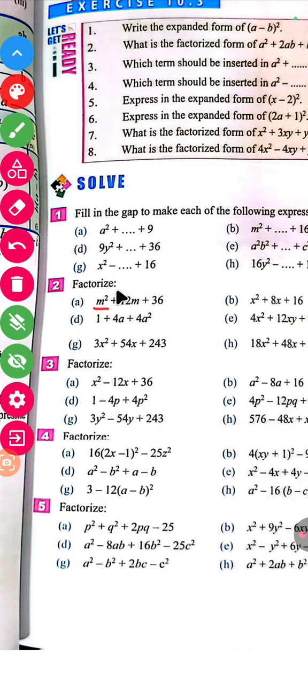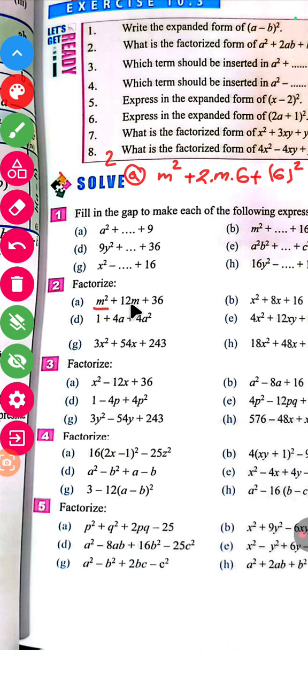Now let us take the first example, question number 2a, m square. A square is already clear, a is m. Now the middle term, I will not do anything. I'll go for the last one. What is in the last place? There is 36. I'll make it 6 square. Then the middle term I can get itself, it's very easy to get. In between, I know it will be 2, a means m, and b means 6.